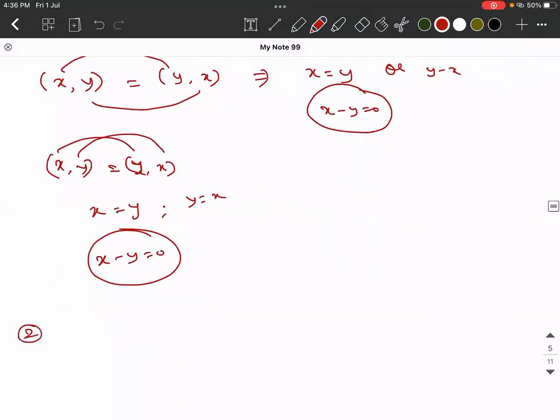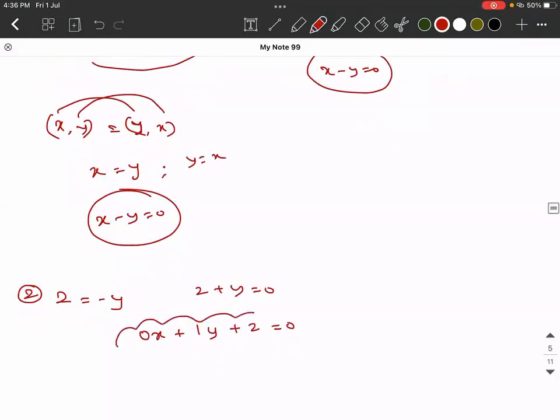Okay, what is the second question? Can be expressed in the form 2 is equal to minus y can be represented in the form. So 2 plus y is equal to 0. So can you write it as 0x plus 1y plus 2 is equal to 0? General form. When you bring the minus y to this side, will it not become plus y?